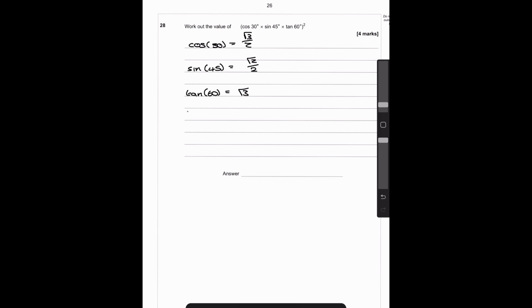Put these into our brackets. That gives us root 3 over 2 multiplied by root 2 over 2 multiplied by root 3, all squared. We can simplify this by writing them all out as separate squares. When we square the root, we get our number, and when we square the denominator, we get the square of that number, so this becomes 3/4 times 2/4 times 3. 3 times 2 times 3 is 18, and 4 times 4 is 16. So our answer is 18/16.